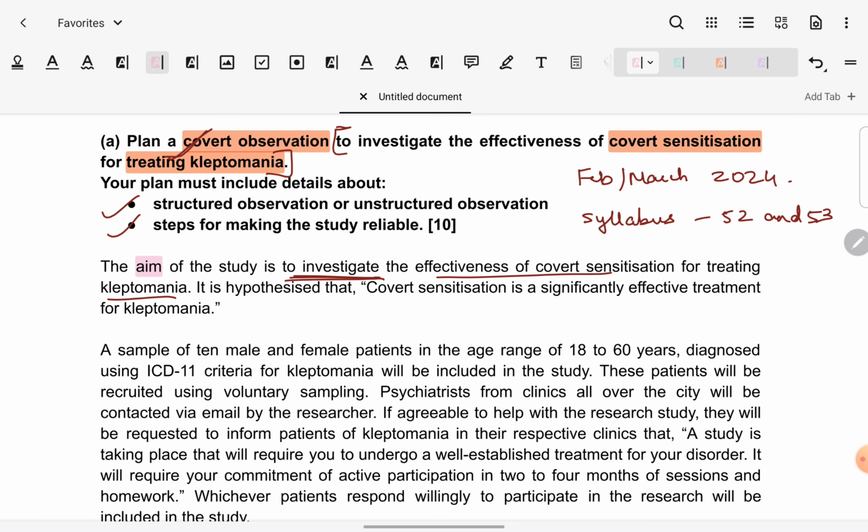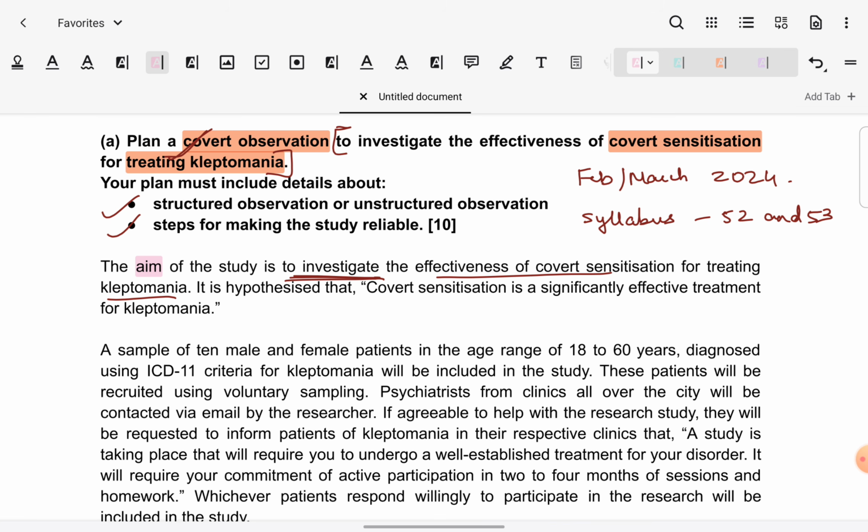Next, we need to give a hypothesis. Now it is very debatable whether you should be giving a hypothesis for an observational study or not. In my opinion, you should not, because hypotheses usually apply to experiments where comparisons are made and correlational studies where we look into relationships. Observation is standing on neither, but still you will see I have given a hypothesis just to be on the safe side.